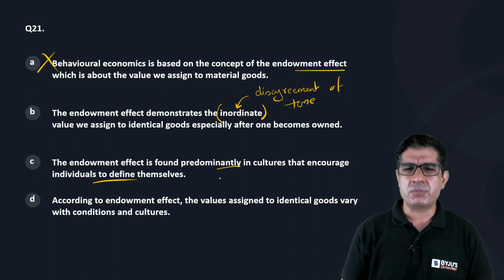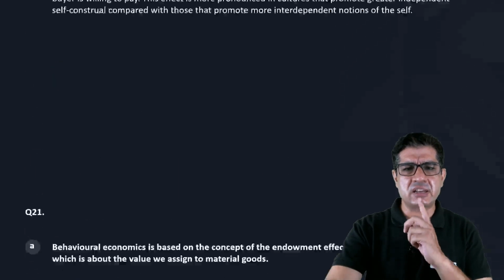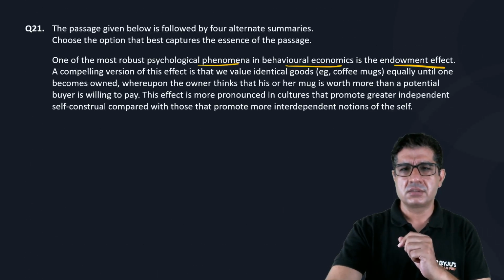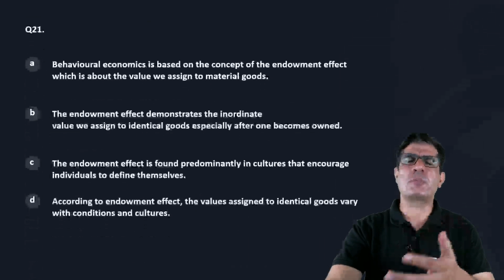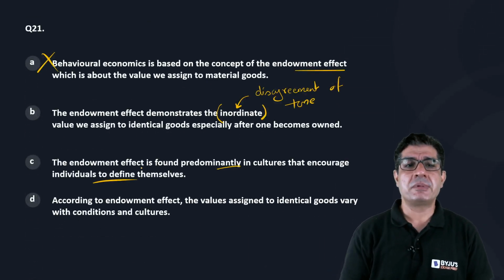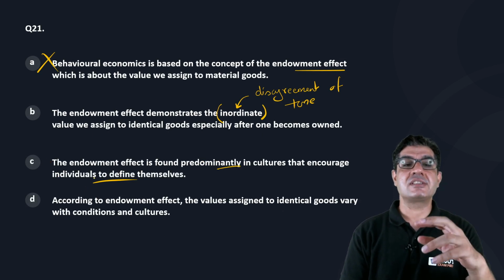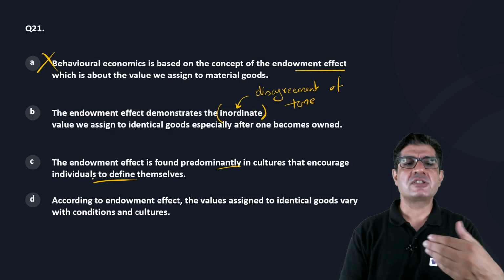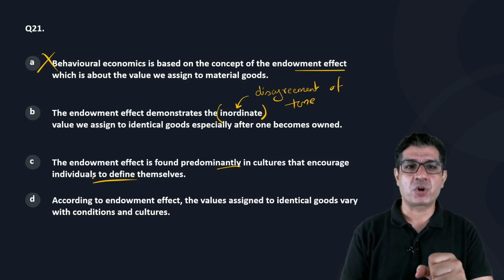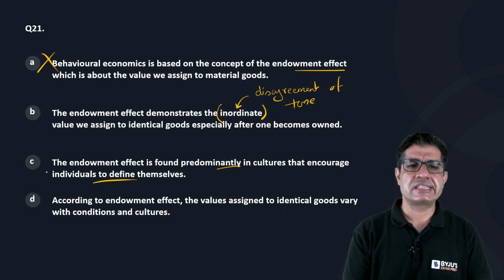And then when you say the endowment effect is found predominantly in cultures, is this part correct? More pronounced, okay, more pronounced can perhaps still be termed as predominant, but this second half is something that we don't agree with. That is a distortion of what the paragraph states. So C has that issue, plus C misses out on the first part, okay, assigning value to a product. So B and C both have more or less similar issues. The issue in B happens to be a little smaller than C, so we can rule out C.